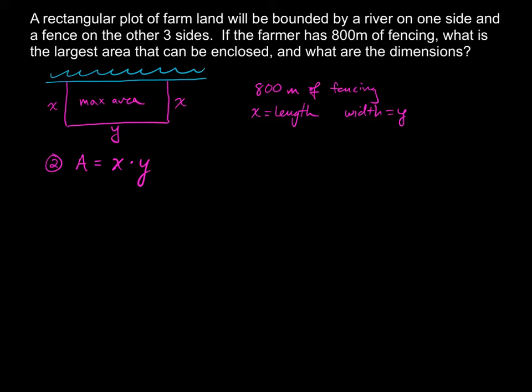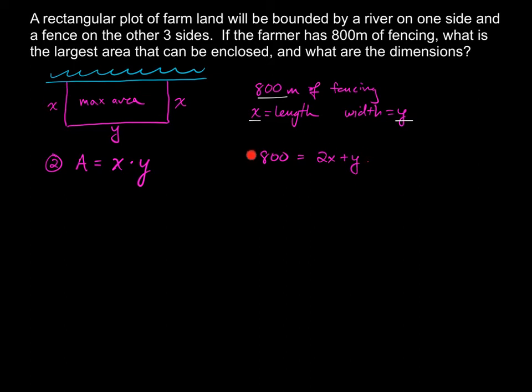Step 3 was to reduce this equation into an equation with one variable. Well, our only choices here are x and y. So we could either have all y's on the right side or all x's on the right side. So we need to maybe use a second equation using what we know right here with the 800 meters, the x length, and the width y. And I think that equation ends up being 800 equals 2x plus y.